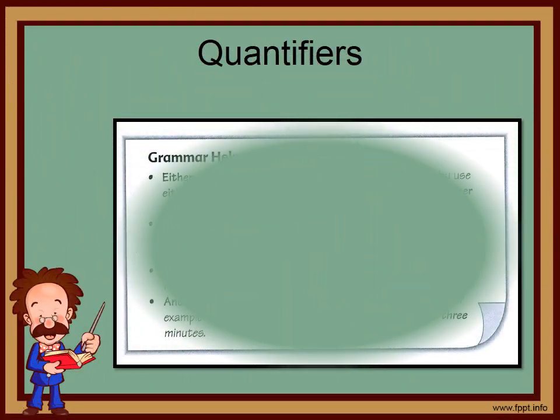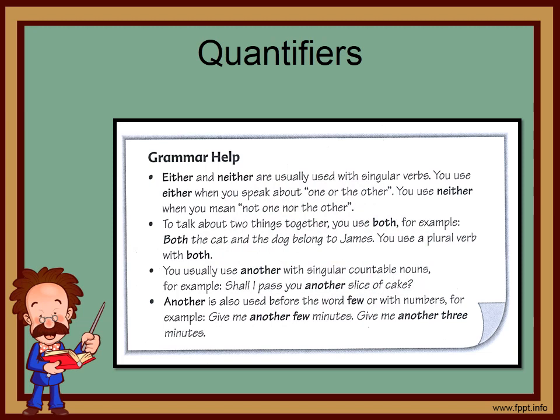Let's move toward the next grammar help. Now we will learn the use of either and neither, right? Either and neither are usually used with singular verbs. You use either when you speak about one or the other. It means there are two things and you are talking about one. You use neither when you mean not one, not the other, right? When we have two objects, two nouns, and we are not having any of them, then we will use neither.